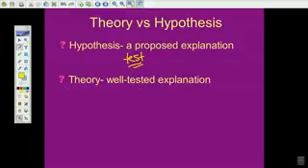A theory is a well-tested explanation. Again, it's tested. It's not the theory in English where it's just an idea. A scientific theory is very well tested, with multiple hypotheses to prove your theory.